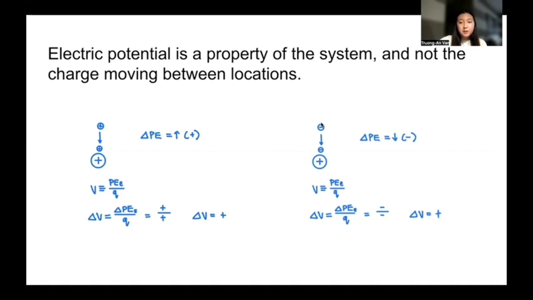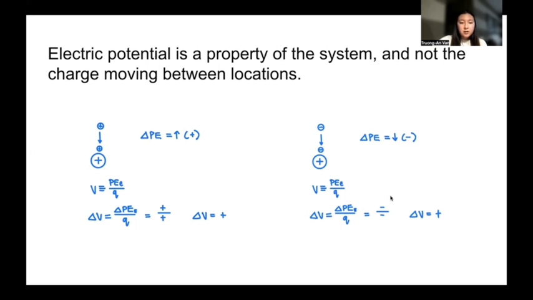Now, in another example, if we still had the same positive charge set in space, but this time we had a negative charge moving towards the stationary charge, we would find that potential energy decreases as you move towards the stationary charge. And to find the change in electric potential, we use the same equation to find that the change in electric potential is also positive because the potential energy change was negative and the charge is negative as well.